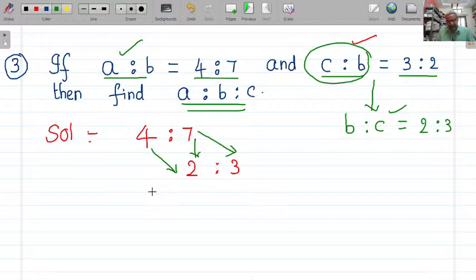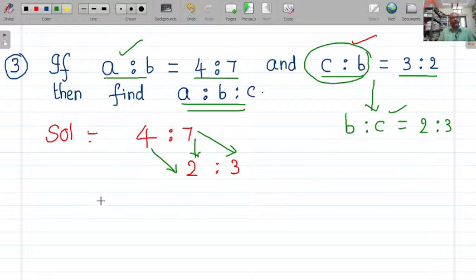I will wait for 2 seconds, or even 30 seconds, I will wait. What's your answer? Are you able to solve this question or not? So without paper and pen also we can solve it. So that means here 4 into 2, 7 into 2, 7 into 3.